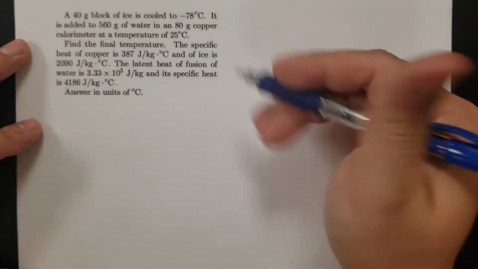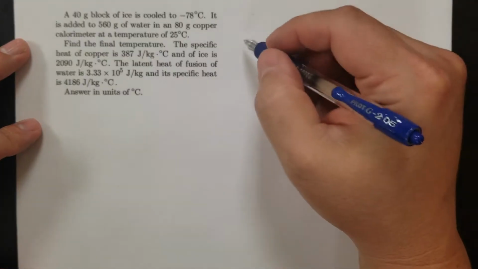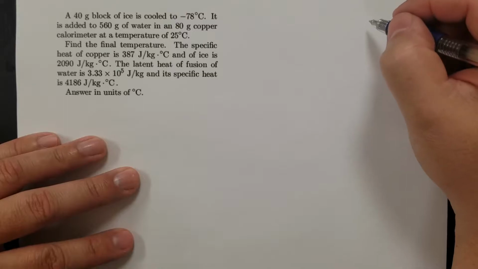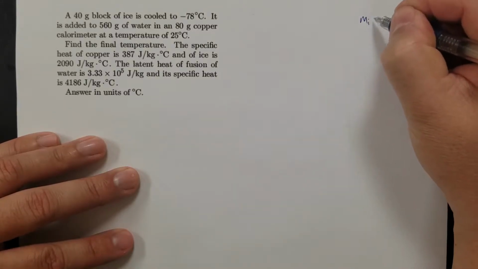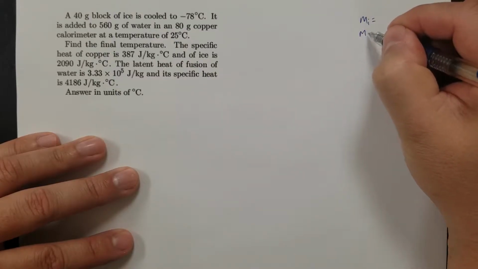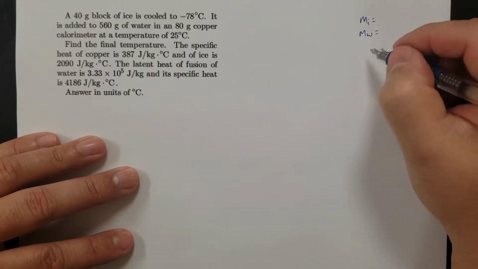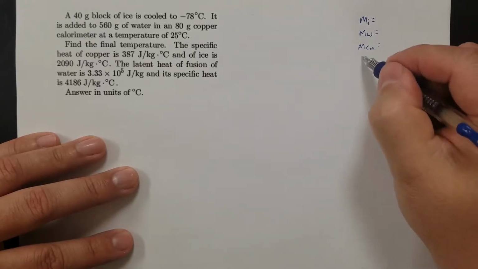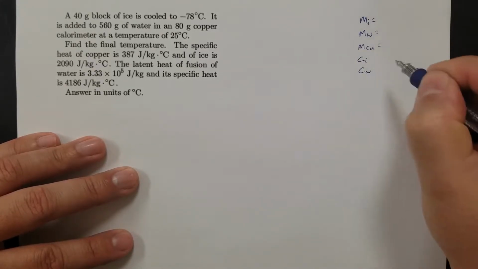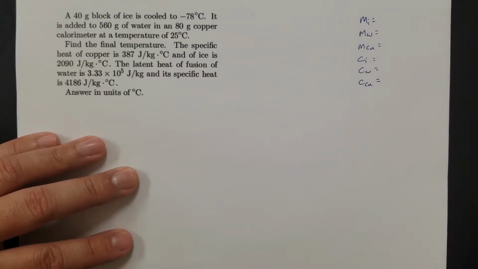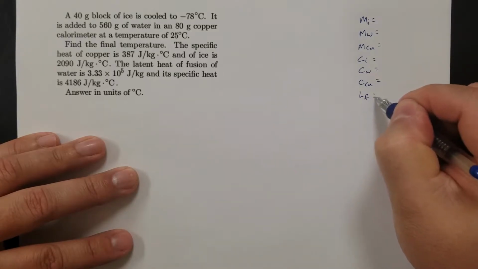Okay, so first, like all the other things, let's write out the stuff we know. So I know my mass of the ice. I know the mass of the water. I know the mass of the copper. I know the specific heat of ice, the specific heat of water, and the specific heat of copper. And I know the latent heat of fusion of ice.